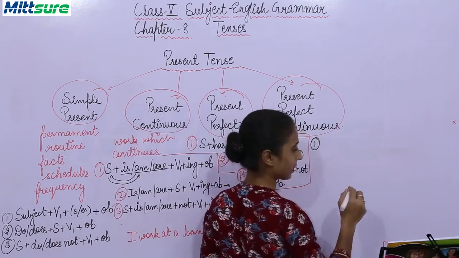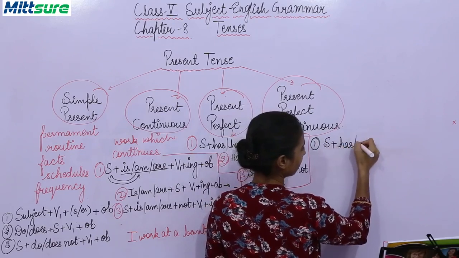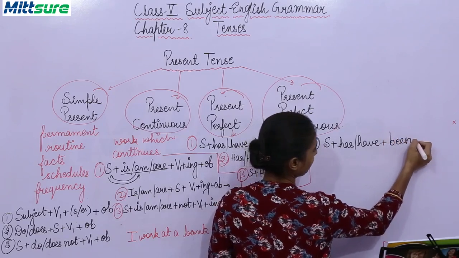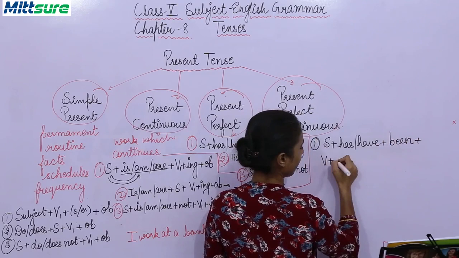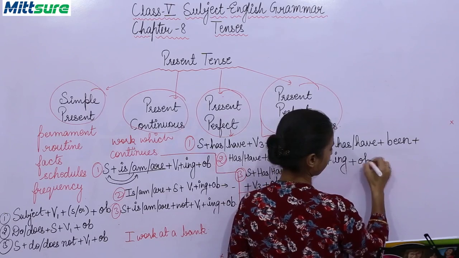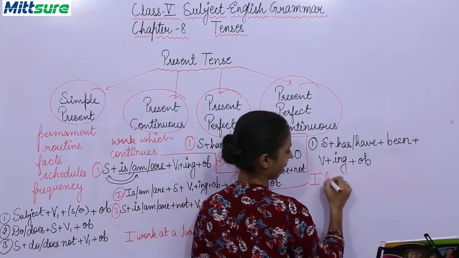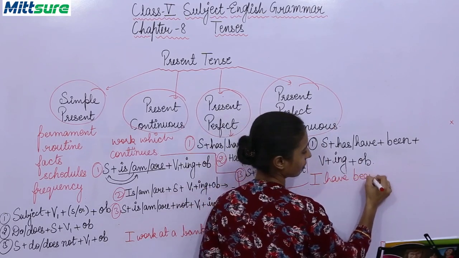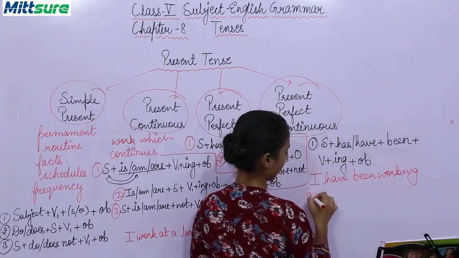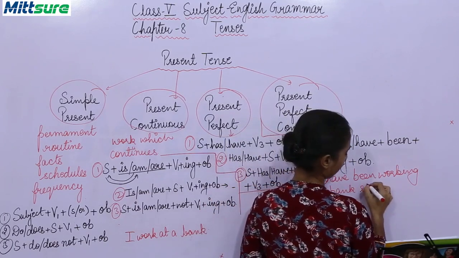Just see the formula. First, assertive sentences: subject plus has, have plus been plus verb plus ing plus object. All right. So just see the sentence. I have been working at a bank since 4 years.